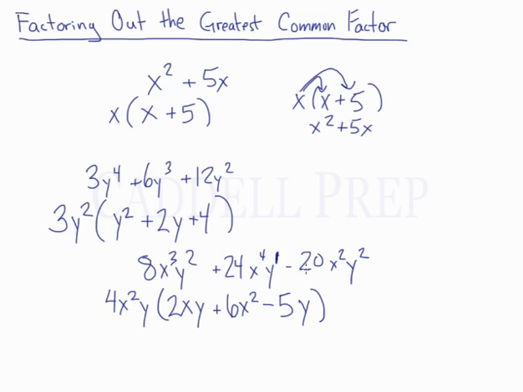And we just divide each term by the greatest common factor, and we get a monomial times a polynomial, the monomial being the greatest common factor, the GCF.